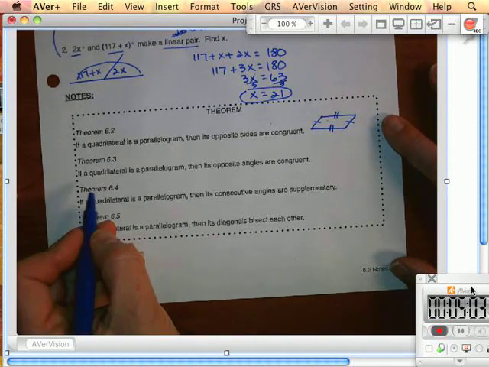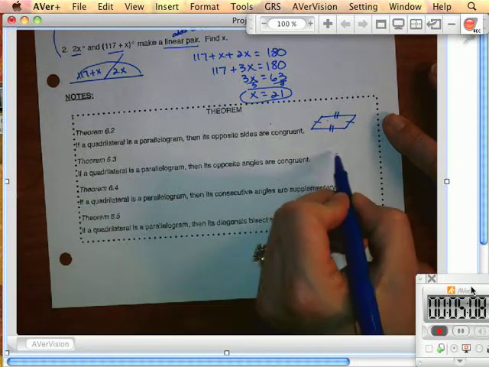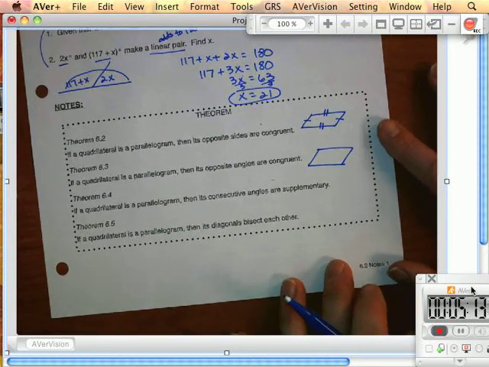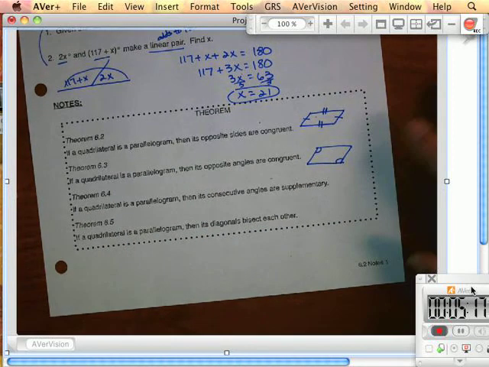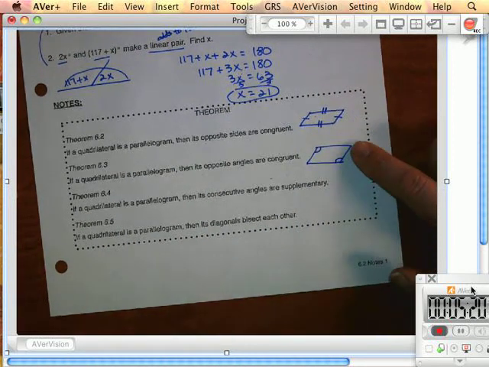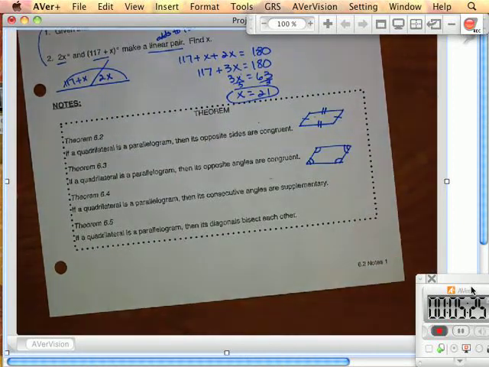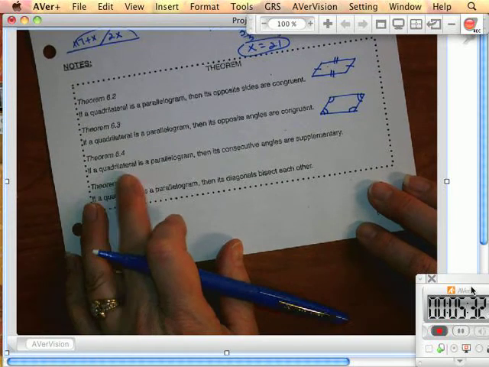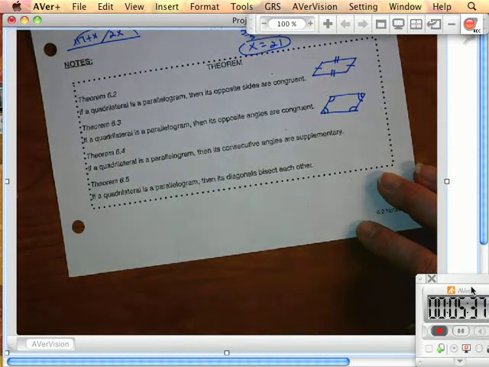Now, 6.3 says if a quadrilateral is a parallelogram, then its opposite angles are congruent. I'm going to draw a different picture for this because we're talking about the angles. So opposite angles, congruent. These could be a different measure than these, so I'm going to use double marks for that. You can't put squares because you don't know that they're right angles. All right. 6.4 says if a quadrilateral is a parallelogram, then its consecutive angles. What does consecutive mean again?